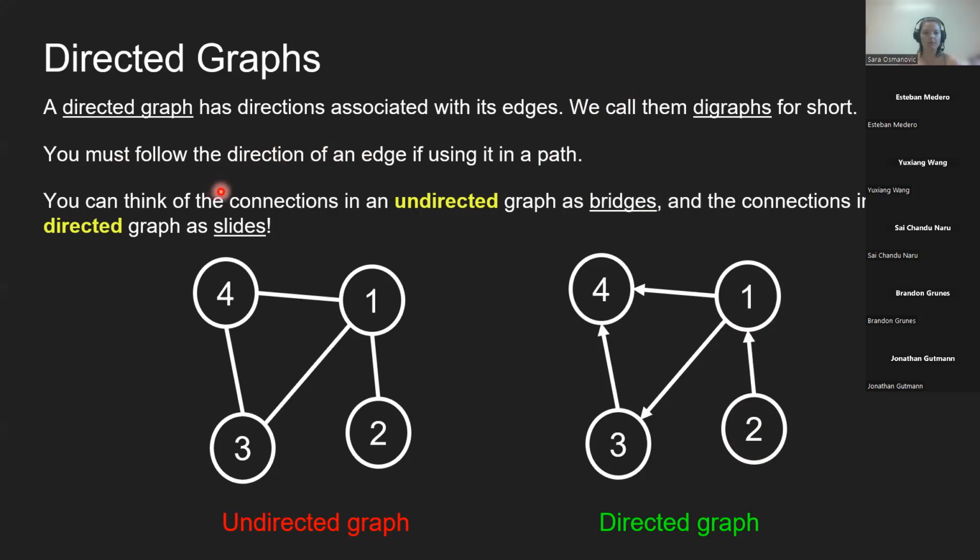So you can think about undirected graphs as bridges, so you can go both ways, and directed graphs as slides, you can only go downwards.